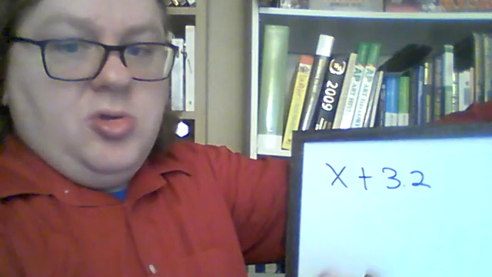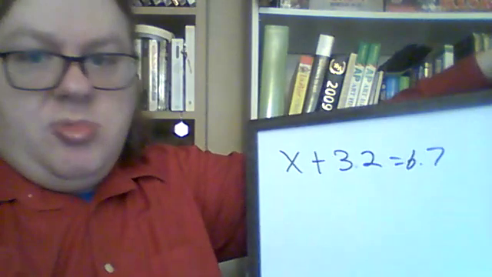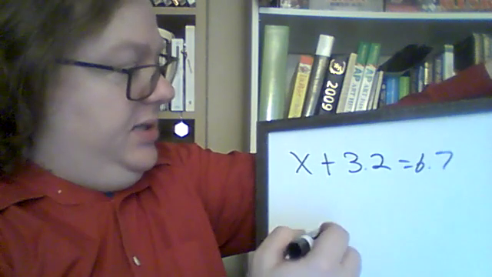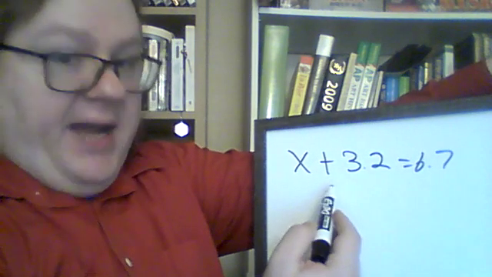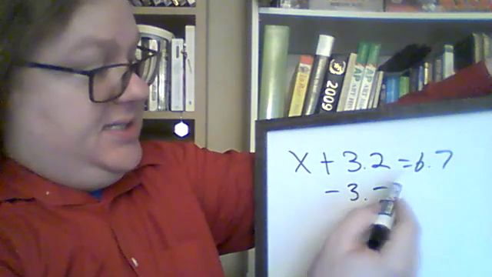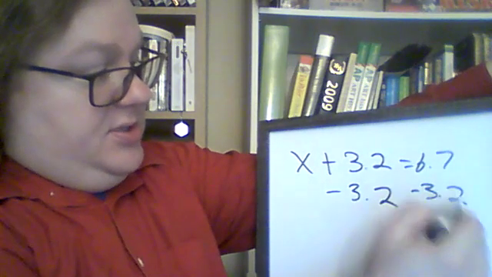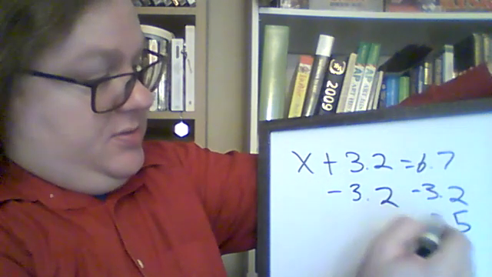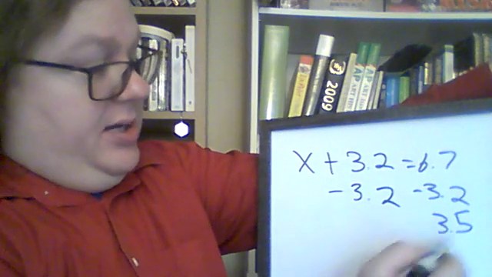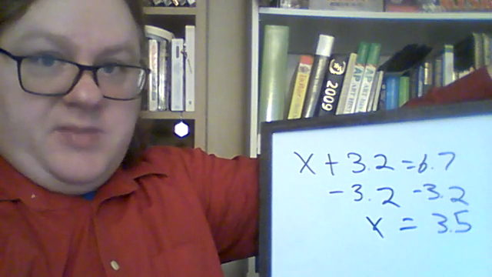Example number 2 is x plus 3.2 equals 6.7. It's going to be the same thing. This 3.2 is being added right now, so I'm going to subtract 3.2. And because I did it on this side of the equals, I have to do it on that side of the equals. Minus 3.2. 7 minus 2 is 5. 6 minus 3 is 3. Drop that point down. And I get 3.5. X equals 3.5.